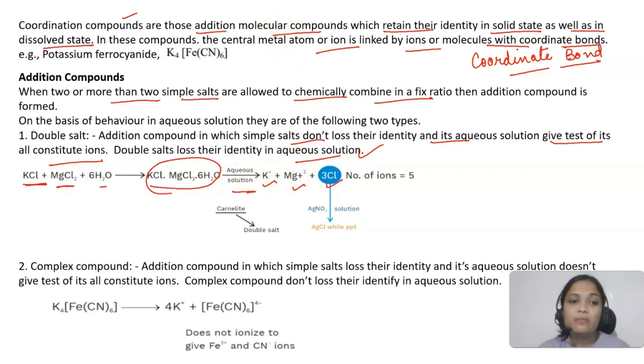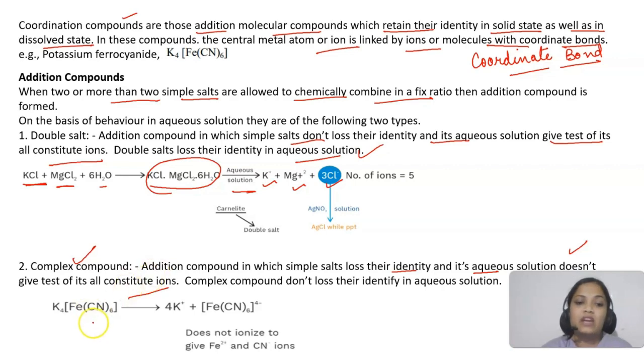But if I am talking about complex compounds, our coordination compounds come under them. So addition compounds in which simple salts lose their identity and its aqueous solution does not give test of all constituent ions. Salt will lose its identity and the aqueous solution does not give test of all constituent ions.